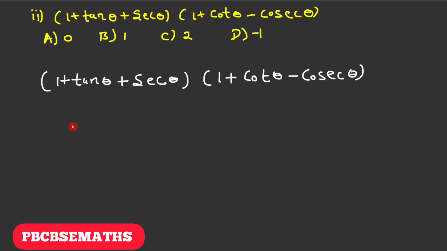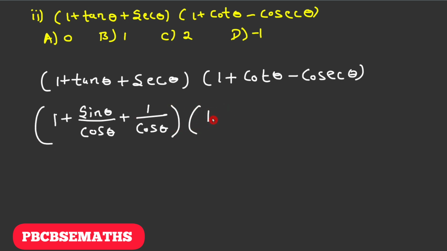cosec theta. Let's keep the 1 as it is, plus tan theta can be written as sin theta by cos theta, plus secant theta we can write as 1 by cos theta, into bracket. Here let's write 1 as it is, plus cot theta can be written as cos theta by sin theta, minus cosec theta we can write as 1 by sin theta.